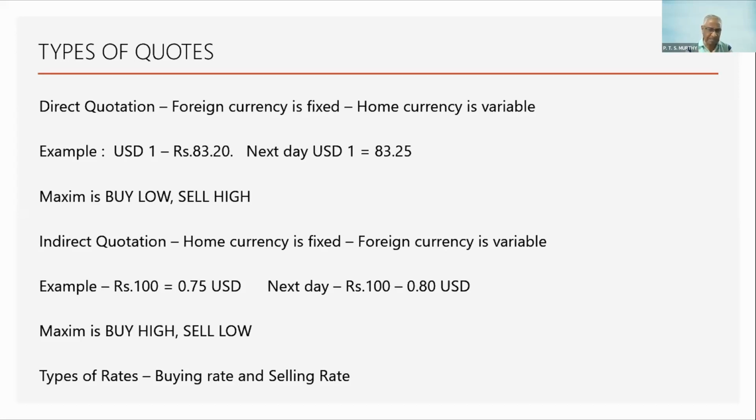These are all some of the examination related questions. This is called exchange margin. What is the maxim for a direct quotation? Buy low, sell high. What is a direct quotation? Foreign currency is constant, domestic or home currency is always variable. In India, what quotes are we using? Only direct quotations. Next, we go to indirect quotations. Indirect quotation means home currency is fixed and foreign currency is variable. What is the maxim for an indirect quotation? Buy high, sell low. Remember this.